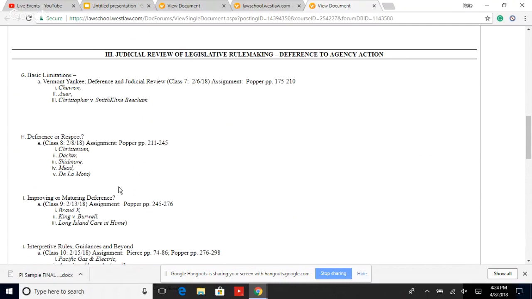So if you use these in conjunction, even if you're not familiar with the cases now, you could familiarize yourself with the cases at a later time because they're all here. You know what I mean?